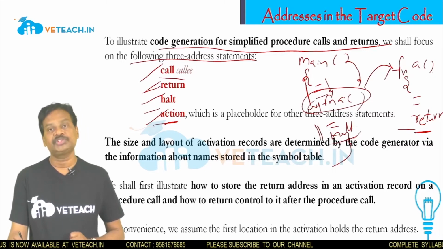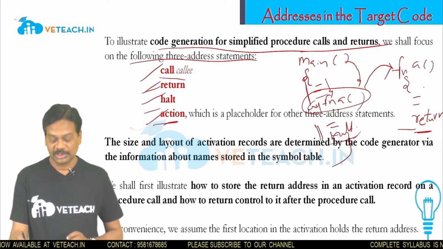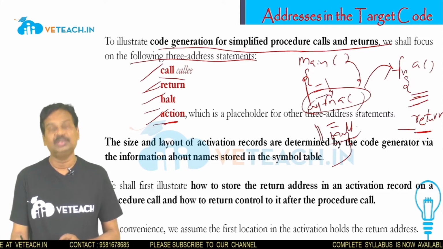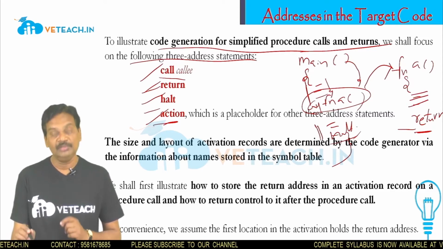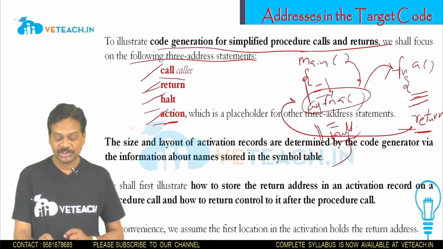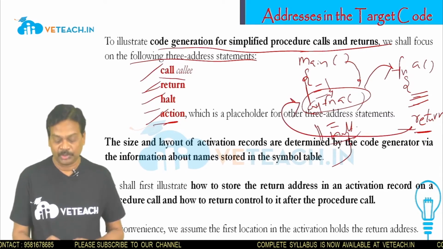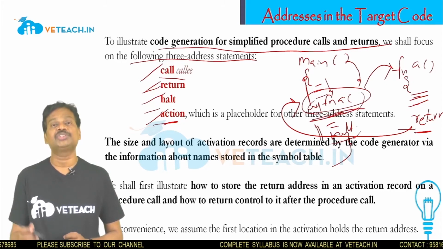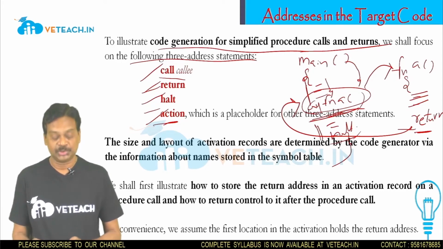After function A is called, immediately it will execute all these instructions, and finally the last instruction of any function or subprogram is the return. Return means it switches back to the main program. Where it was stopped, the next instruction it has to execute from there onwards.